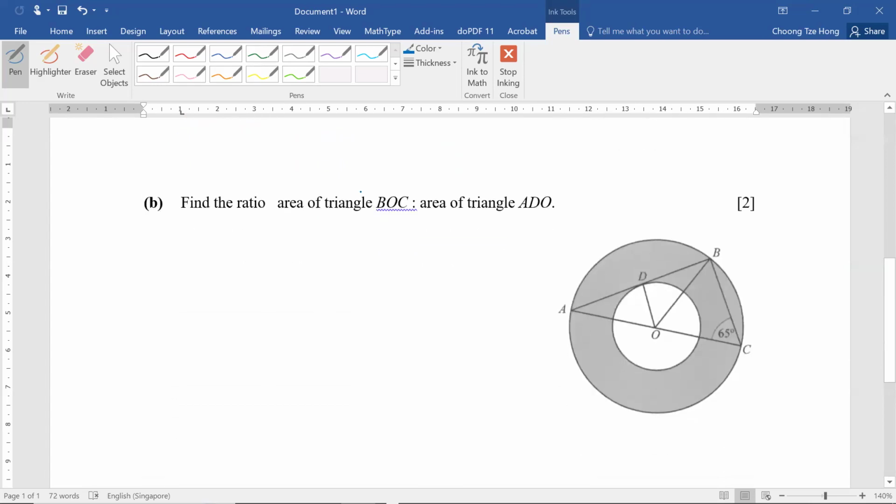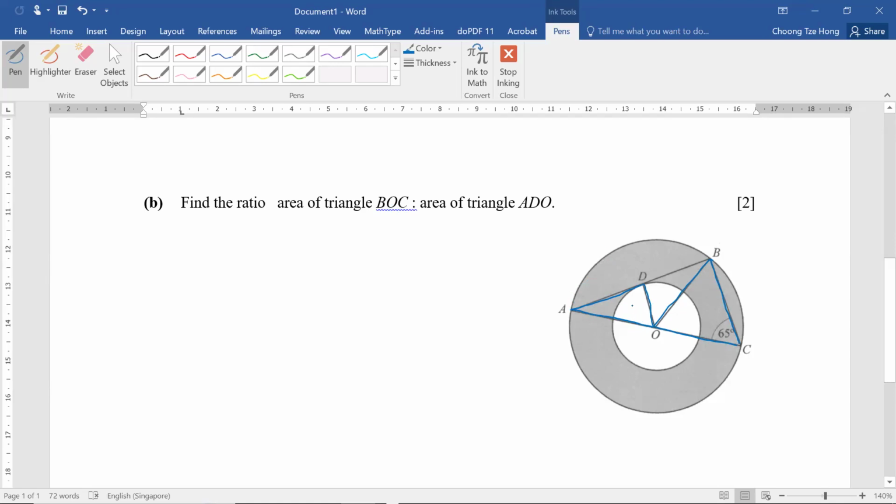For part B, they want us to find the ratio of the area of triangle BOC. BOC is over here, this triangle, the ratio of this area to the area of triangle ADO. ADO is over here.